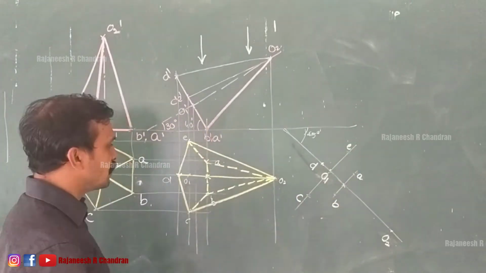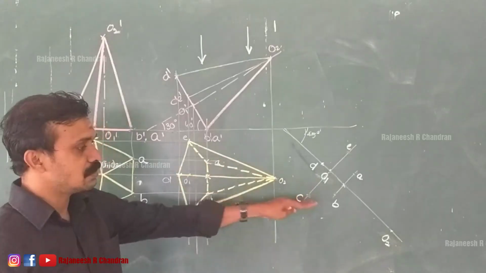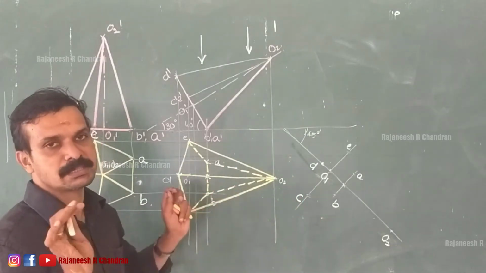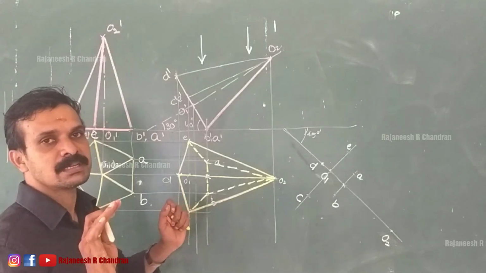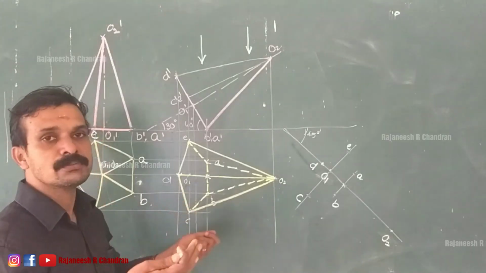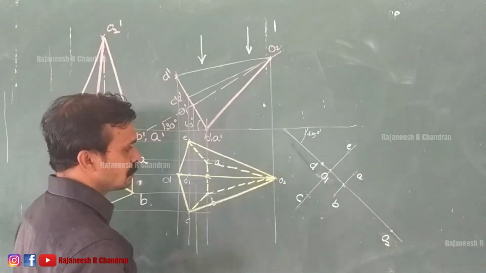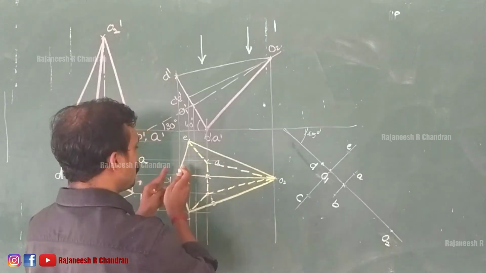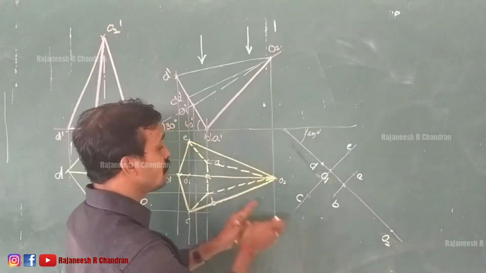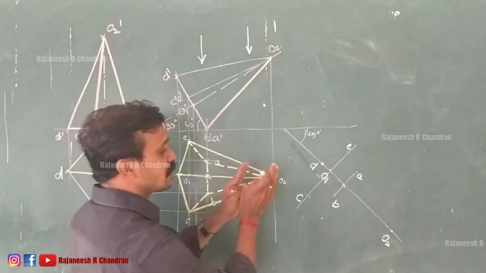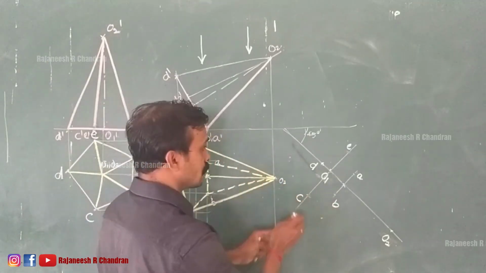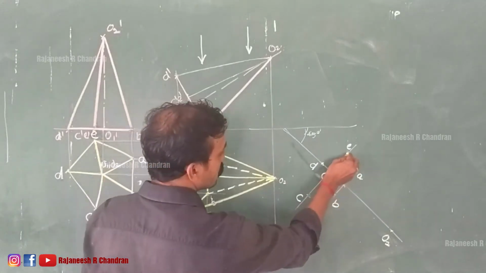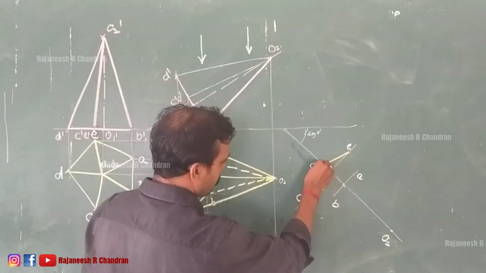There are a lot of methods for reproducing this image onto another 45 degree line, but this is the easiest method. This is the best method, and this is what I have been following for the last 15 years. So we have to reproduce this image here. What will be the visible edges? That should be visible here. What are the invisible edges? That also should be invisible here. So we can reproduce like this.